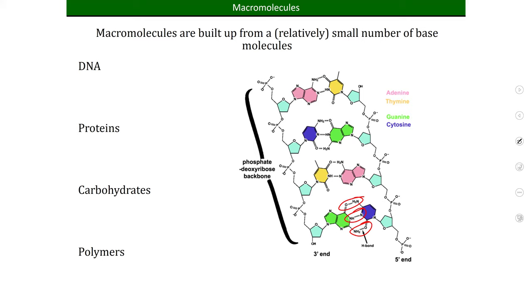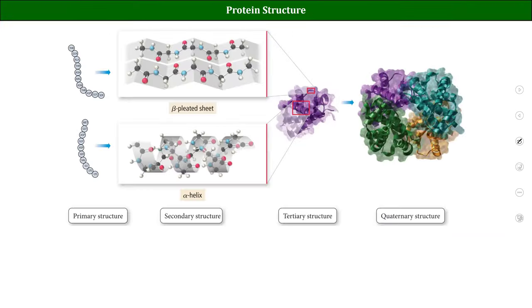A's and T's form two hydrogen bonds, and C's and G's form three hydrogen bonds. And if you link all of these together with these phosphate linkages, you get one long molecule. One macromolecule made up of a bunch of smaller repeating units. Right, so here's an example.